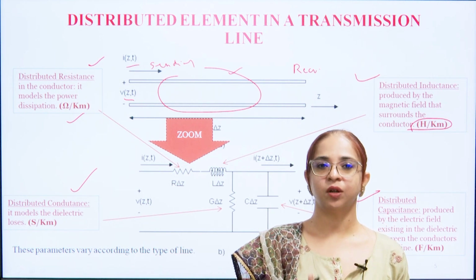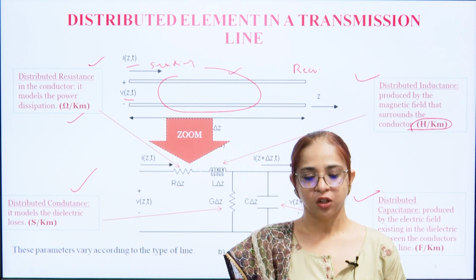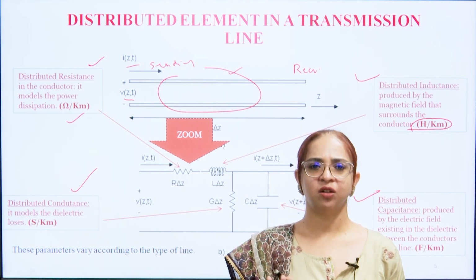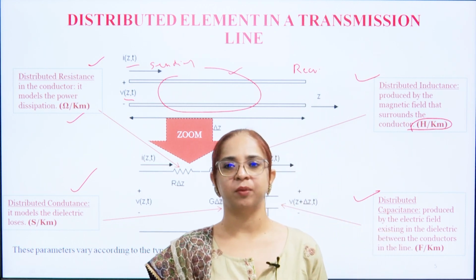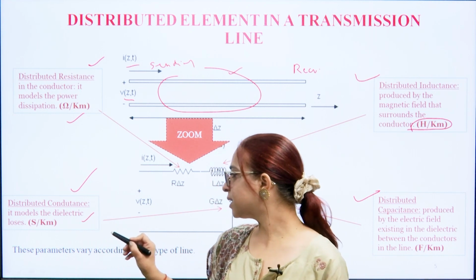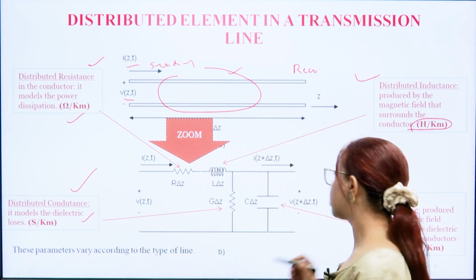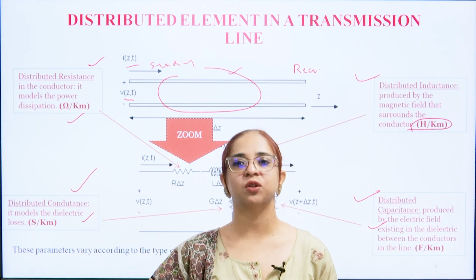Conductance में what we are basically saying is again the kind of losses. So it basically models dielectric losses, ठीक है, ohm inverse per kilometer or which is Siemens per kilometer. Similarly for capacitance, when we are saying capacitance is again what? Storage, energy storing device. It stores energy. Which kind of energy? Electrostatic energy.